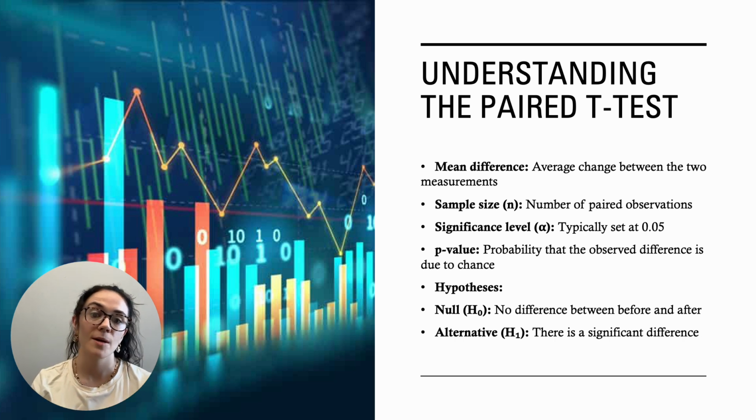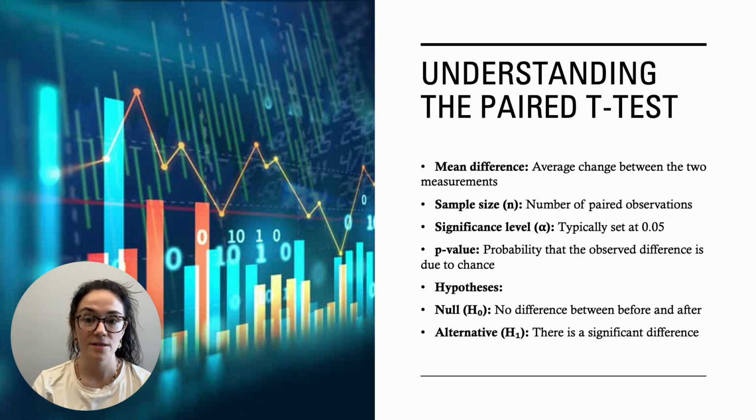And finally, we come to the hypotheses. The null hypothesis, or H0, assumes that there's no real difference, meaning whatever intervention we applied didn't actually cause any change. The alternative hypothesis, or H1, says there is a real statistically significant difference between the before and after measurements.